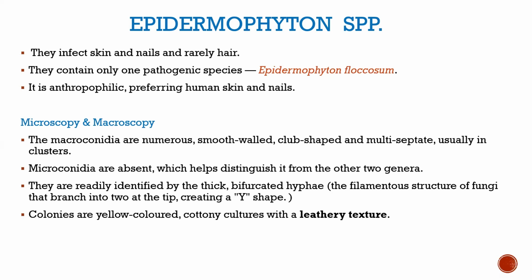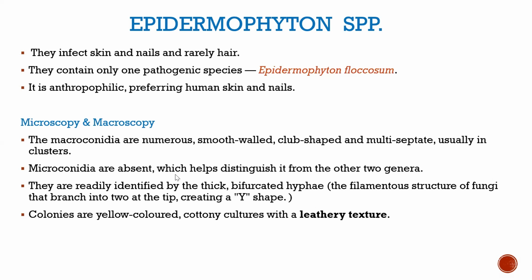Okay, so we are in the microscopy and macroscopy of the Epidermophyton, and I was trying to let you know the difference between the three genera, especially when you come to the microscopy. I've mentioned that the macroconidia are numerous, smooth-walled, and club-shaped. Then they are multi-septate, usually in clusters. Then the microconidia are absent, unlike in the other two genera, which helps to distinguish it from other genera.